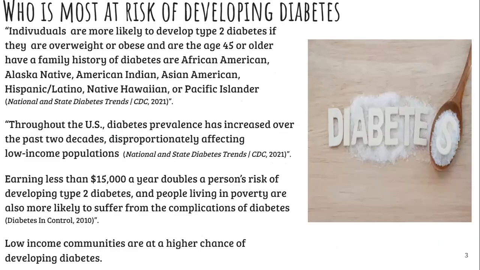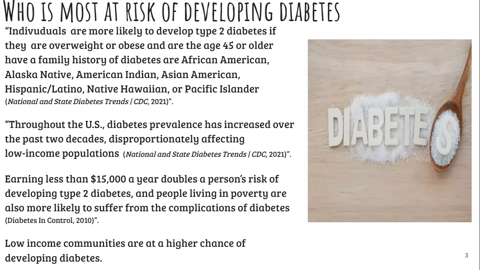Who is most at risk of developing diabetes? Individuals are more likely to develop type 2 diabetes if they are overweight or obese and are the age of 45 or older, have a family history of diabetes, are African American, Alaska Native, American Indian, Asian American, Hispanic/Latino, Native Hawaiian, or Pacific Islander. Throughout the U.S., diabetes prevalence has increased over the past 2 decades, disproportionately affecting low-income populations.